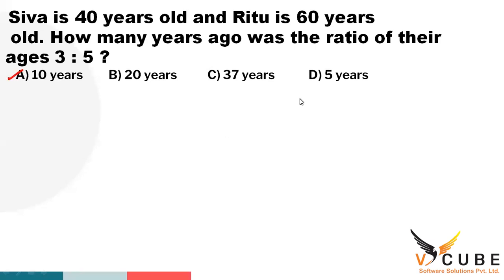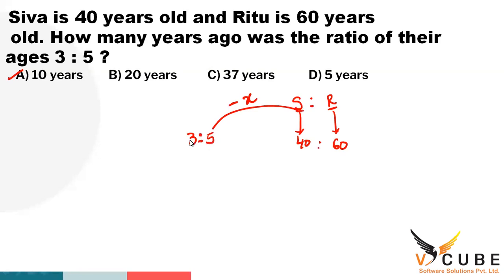Very good. So look at the screen, guys. For example, Shiva and Ritu. Shiva is how many years old? 40 years old. And Ritu is how many years old? 60 years old. How many years ago? We don't know. Let it be X, guys. Ago means minus. The ratio is given as 3:5.